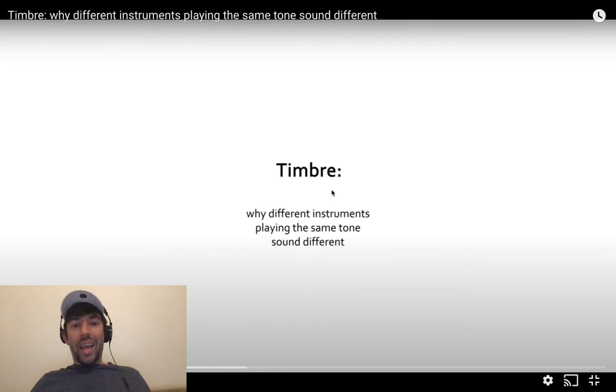So that word timbre, this is pronounced timbre. It is a word meaning the quality of the sound of an instrument. You know, a violin has a different timbre than a piano because it sounds different even when it's playing the same note. Anyway, let's listen.